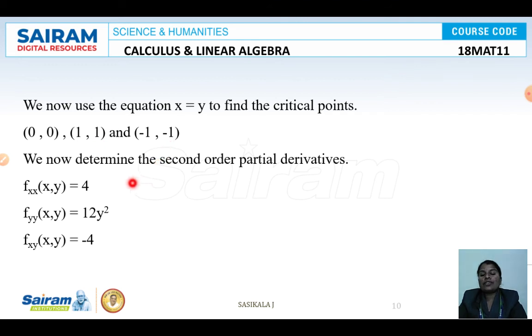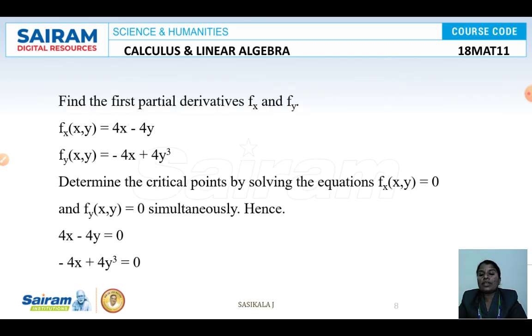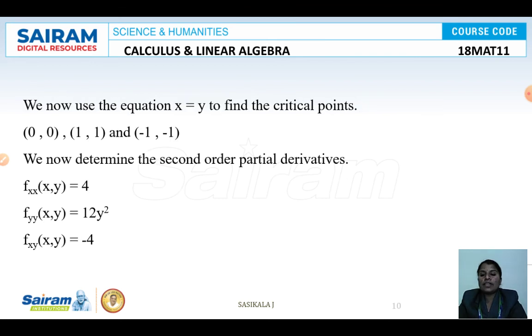Now we have to determine the partial derivatives of second order. fx is equal to 4x minus 4y, so fxx is only 4. Similarly, fyy will be 12y squared. And fxy will be minus 4. So fxx of (x, y) is 4, fyy of (x, y) is 12y squared, and fxy of (x, y) is equal to minus 4.